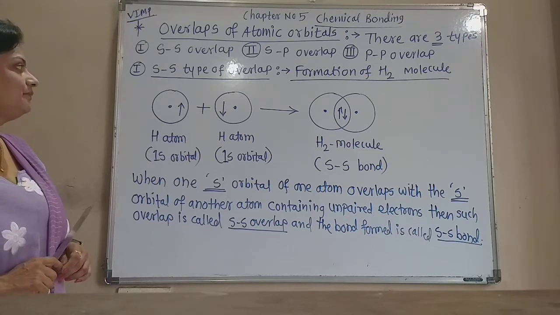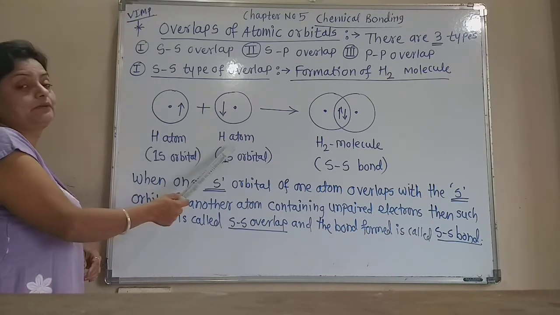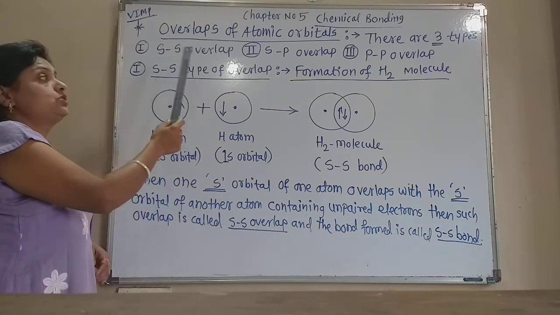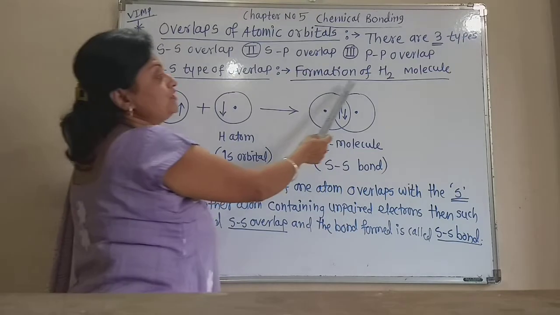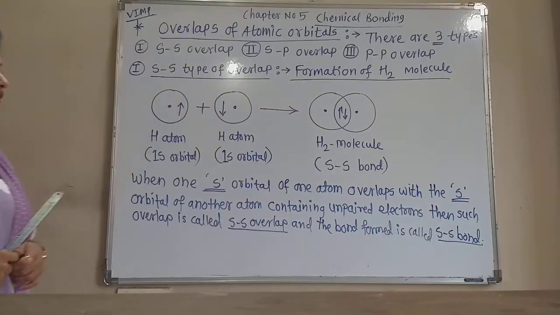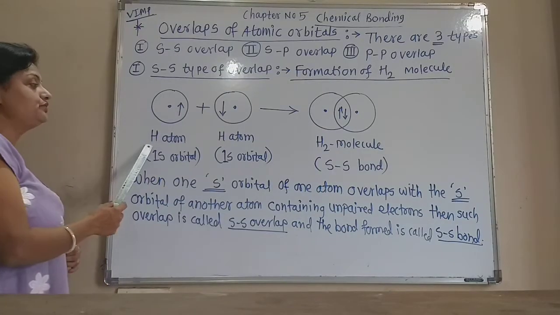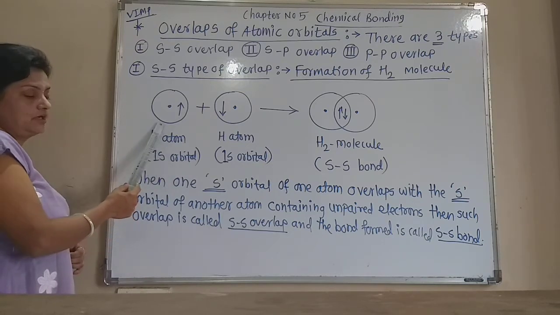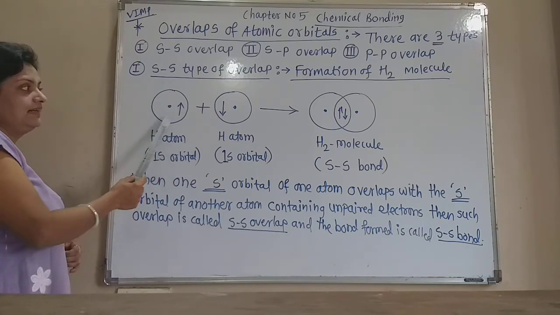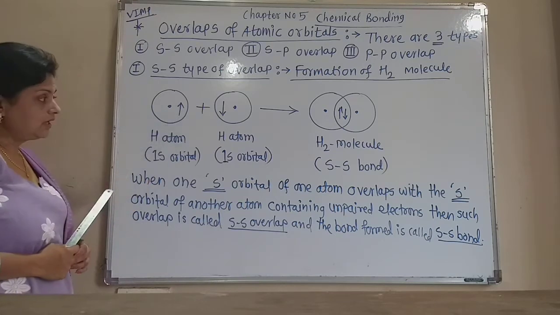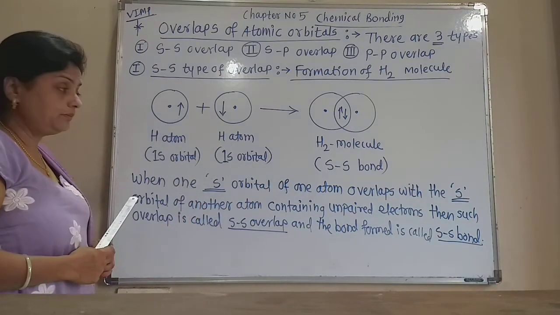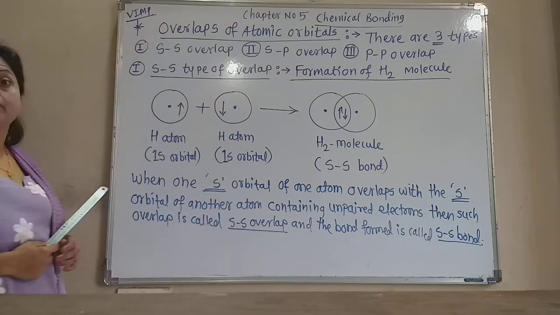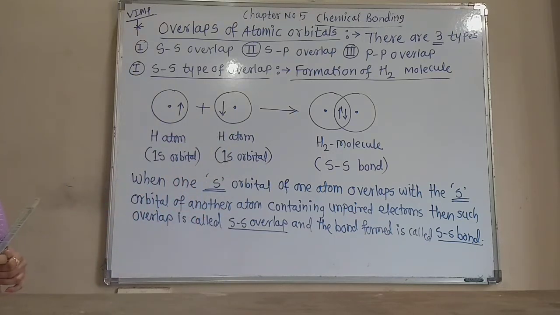Now see here, the two hydrogen atoms are here. Now the example for the ss overlap is formation of hydrogen molecule. Now the hydrogen atom has the 1s orbital, that is the first orbital 1s, containing the unpaired electron, and the other hydrogen atom here also has the 1s orbital having the unpaired electron with opposite spin.